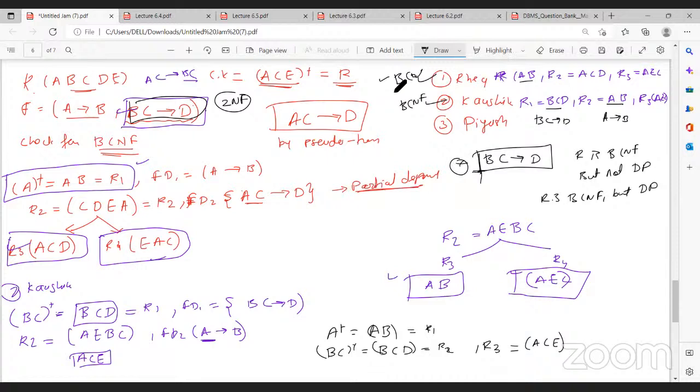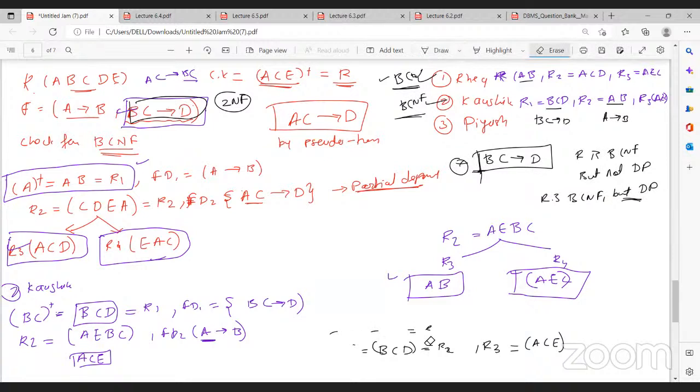So what I want to say is, even if you decompose this relation into BCNF, there can be two ways. It can be BCNF but not dependency preserving, or it can be BCNF and also dependency preserving, right? Any doubt about what I want to say?